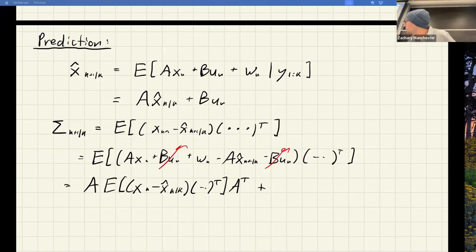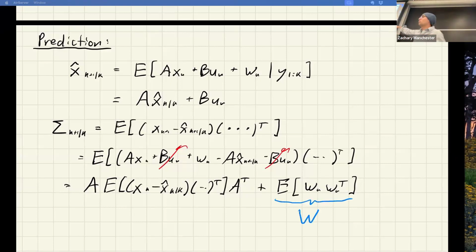And then the noise term, the W, shows up on both sides in this case. And so that's W_K W_K transpose. All right, so then we've got these two terms. This one from our definitions is big W, the process noise covariance. And then the first one is just the original definition of sigma K given K. So this expectation is literally just the definition of the state covariance from the previous time step.